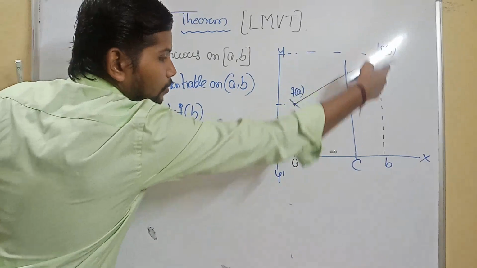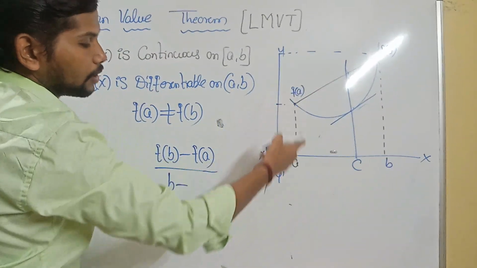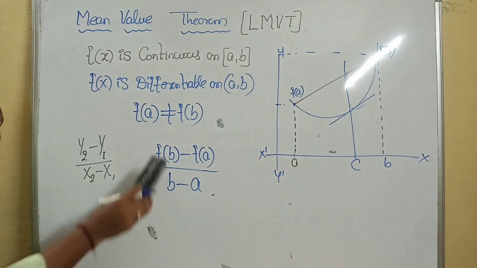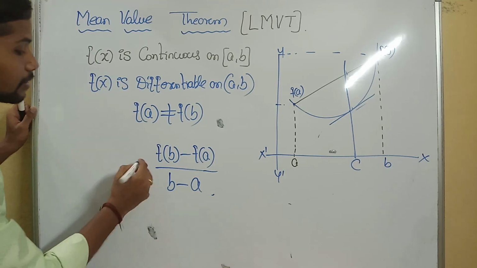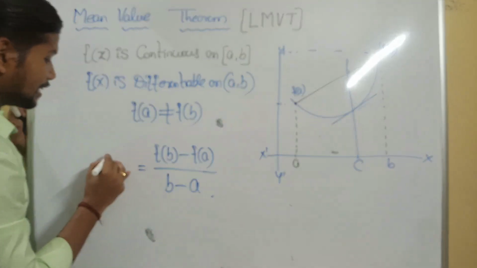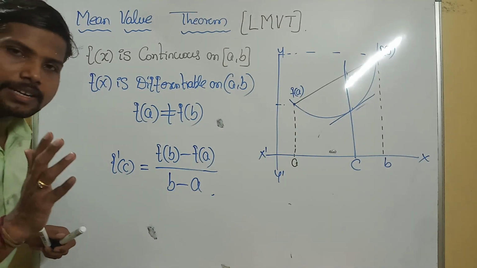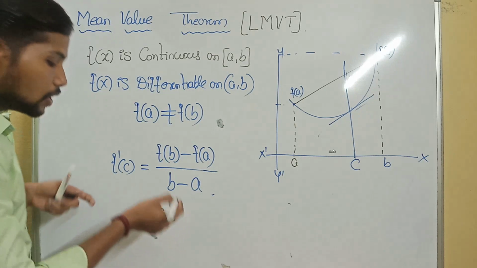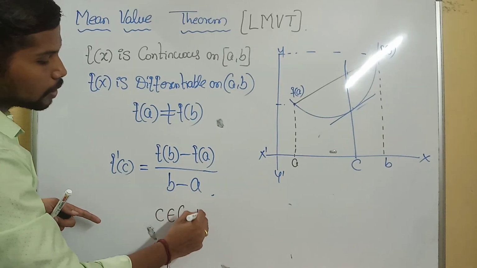What's the domain value of f of b? It is b. Okay, what's the domain value of a? F of a, it will be a. This is nothing but f of b minus f of a divided by b minus a. This is nothing but the tangential point, f dash of c. Got the point clearly? This f dash of c means the c value belongs to the open interval a comma b.